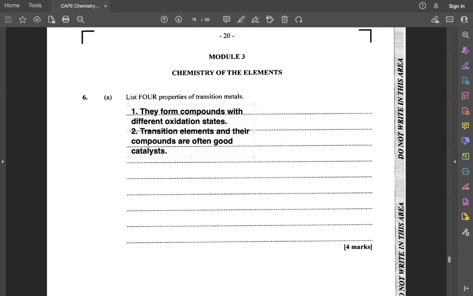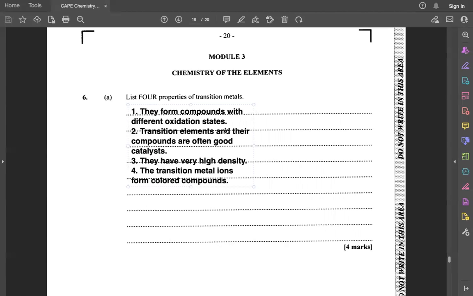They have very high density. So let's write that one. They have very high density. And of course, we have to mention the fact that the transition element ions form colored compounds, right? The transition metal ions form colored compounds.